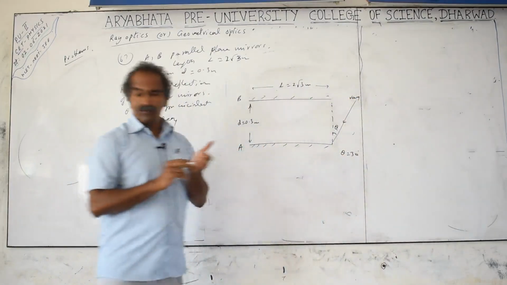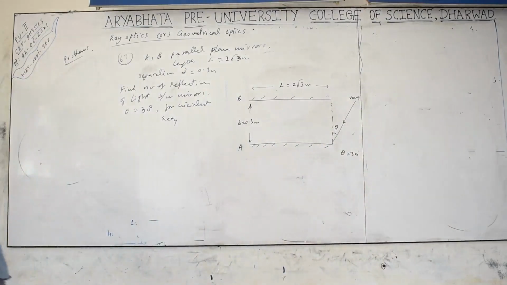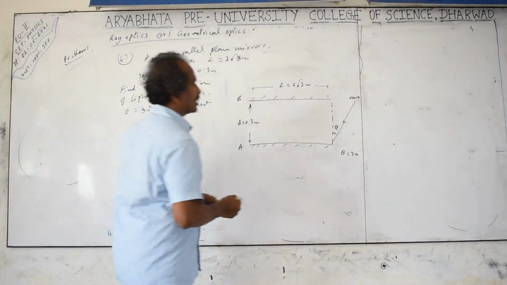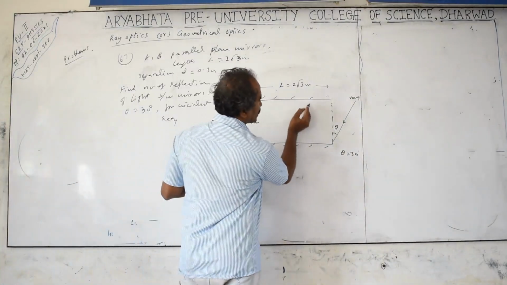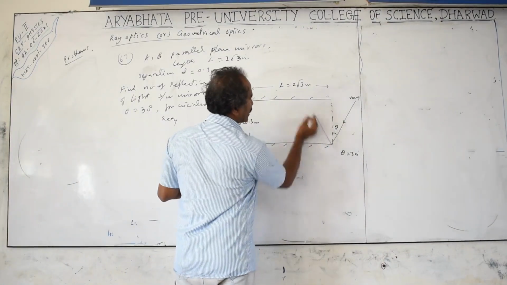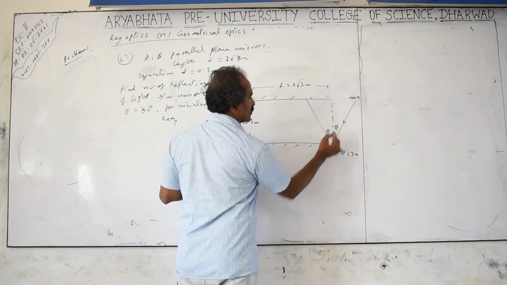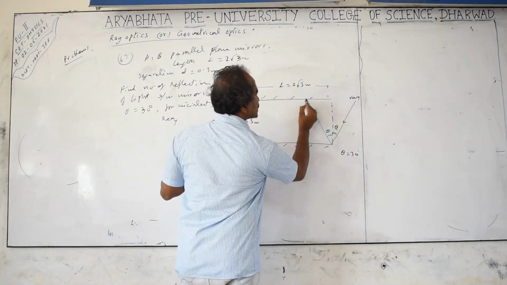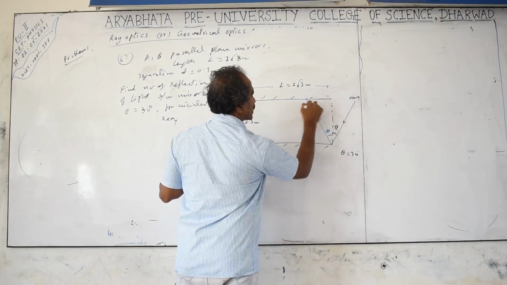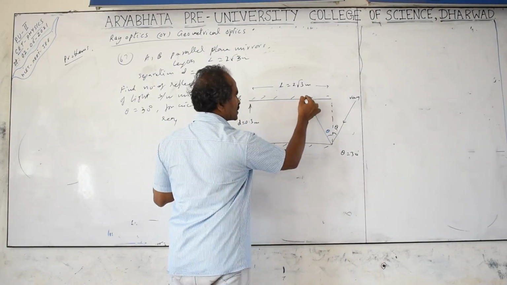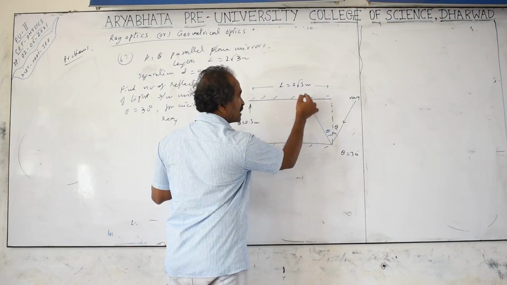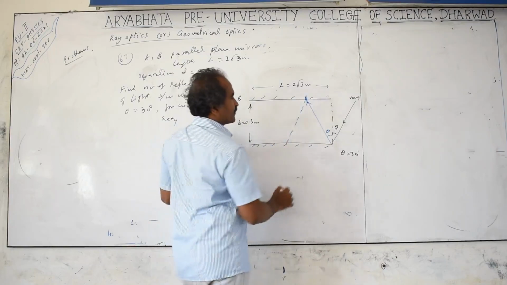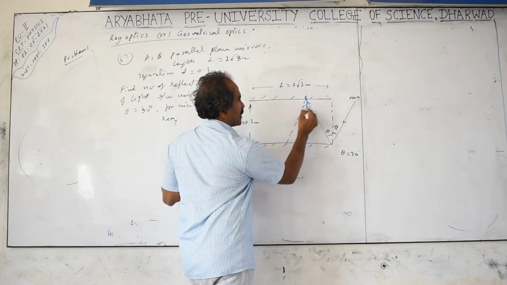You have to follow the laws of reflection. Laws of reflection is what? Angle of incidence equal to angle of reflection. So whenever the light falls here, it will reflect like this. This angle equals this angle. This is also equal to theta, 30 degrees. This is the distance covered in the first reflection. Again it reflects back. Angle of incidence equals angle of reflection. You will get the same angle here, 30 degrees. So this is also theta and theta.